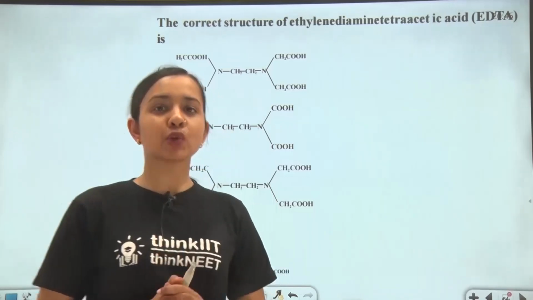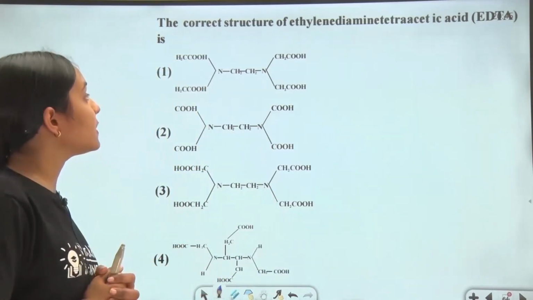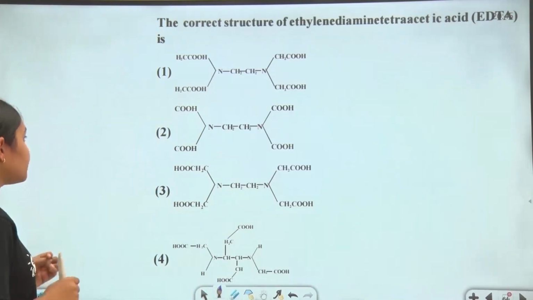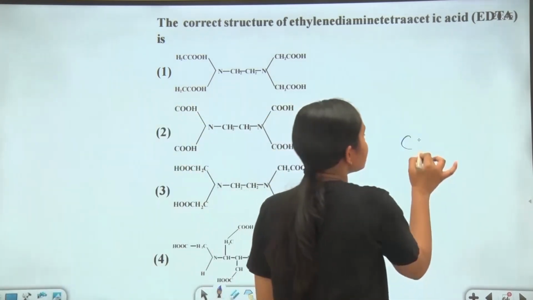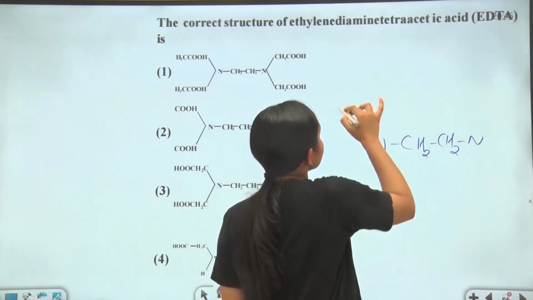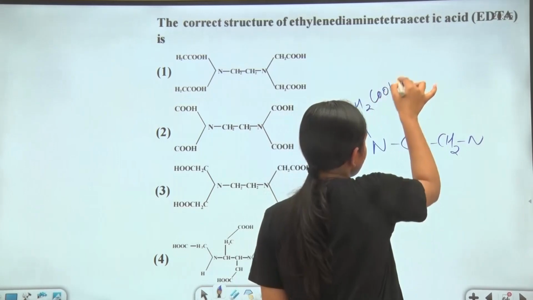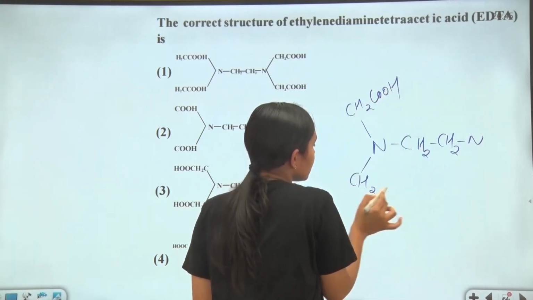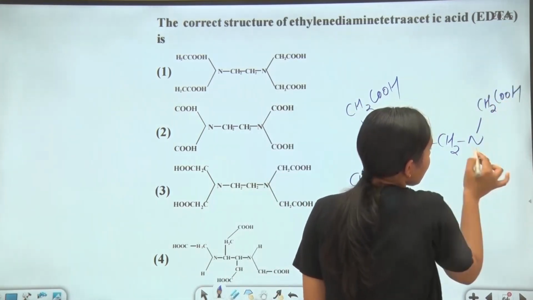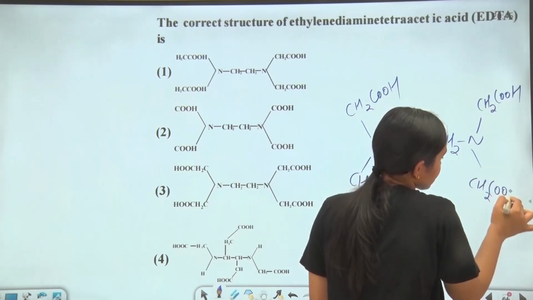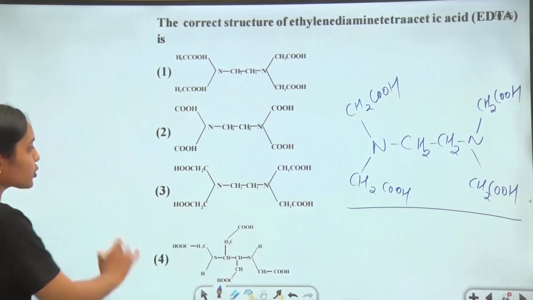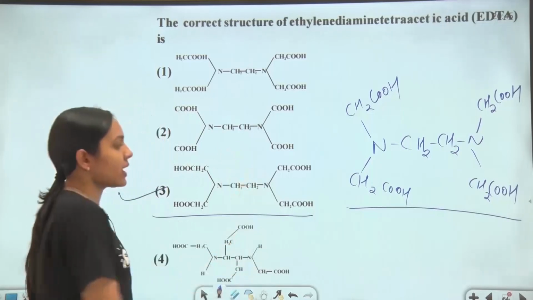Hello dear students, our next question is the correct structure of ethylene diamine tetraacetic acid. So students, first of all, this is the structure of ethylene diamine. Then tetraacetate: CH2COOH here, and similarly CH2COOH here, and CH2COOH, and this is CH2COOH, right? This is the structure of ethylene diamine tetraacetate. So you can see that option 3 is the correct answer.